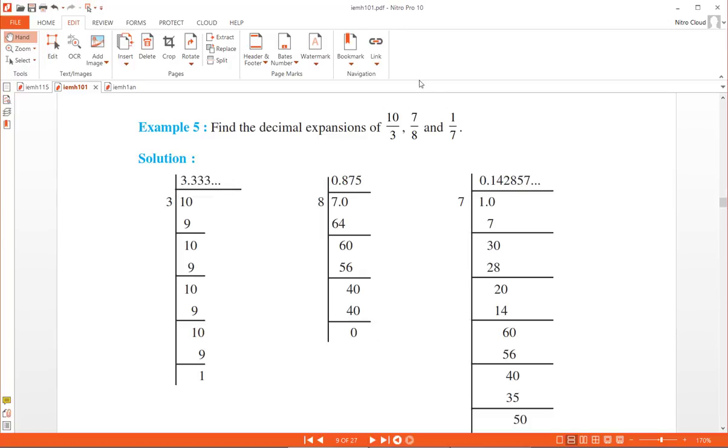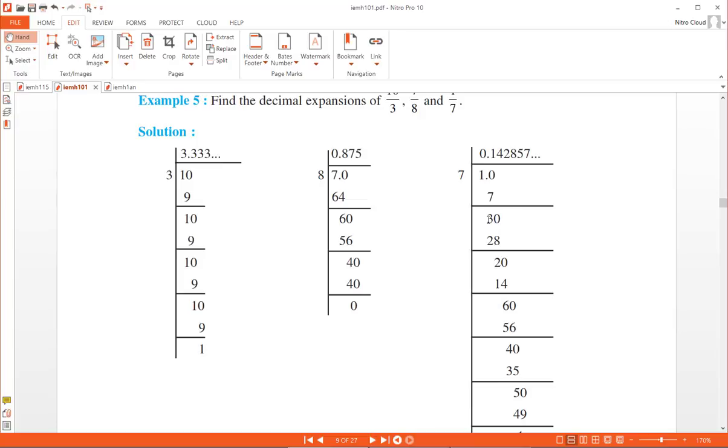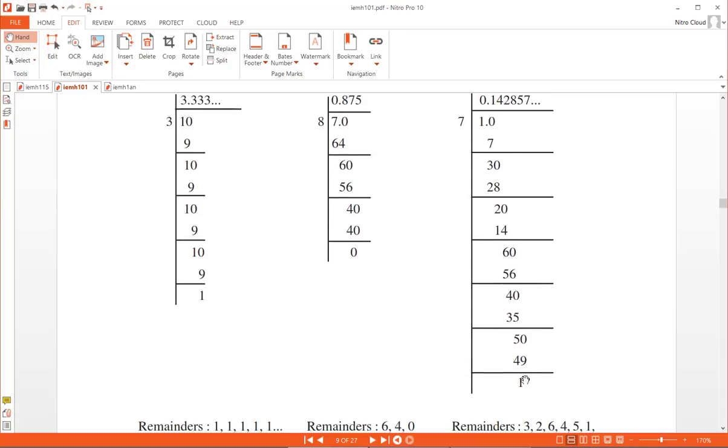Then you look at this, which is another form of p by q. This terminates. Then you look at division by 7. Here you will see that you get first 3, then 2, then 6, then 4, then 5 remainder, and then you again get 1. As soon as you get 1, you are back to the first step and the pattern will start repeating. You will start getting 1, 4, 2, 8, 5, 7 again.